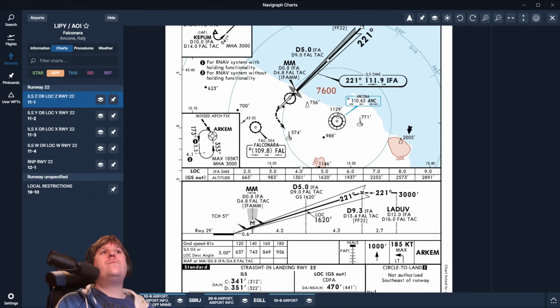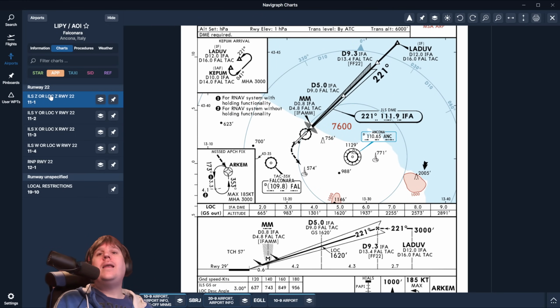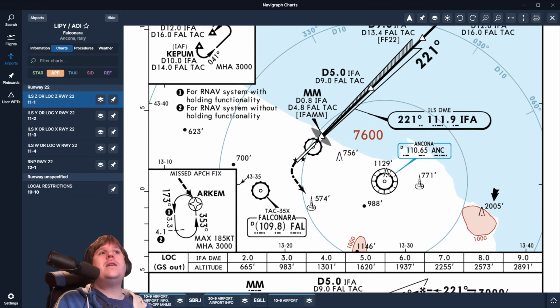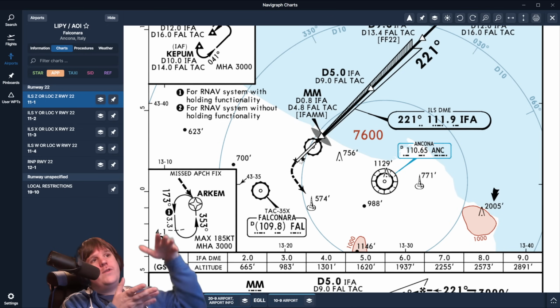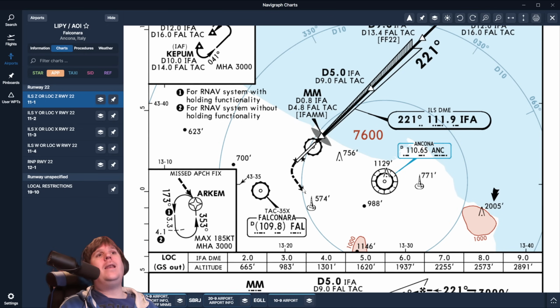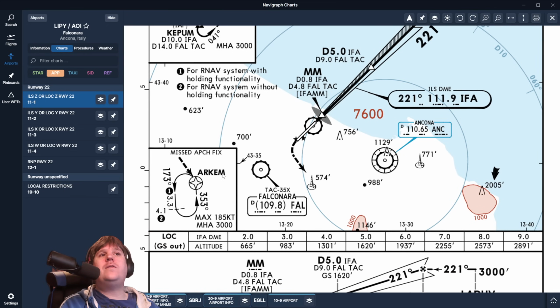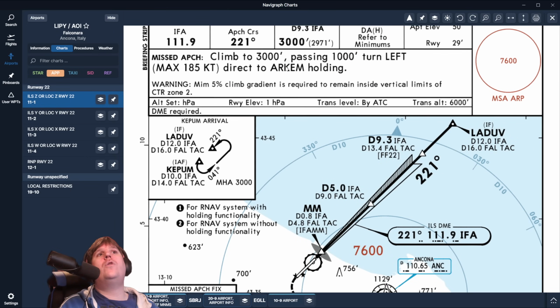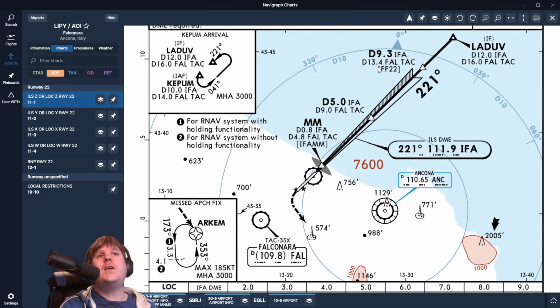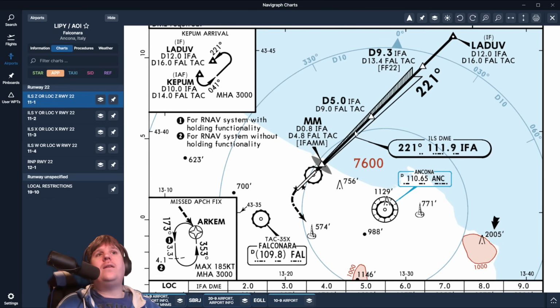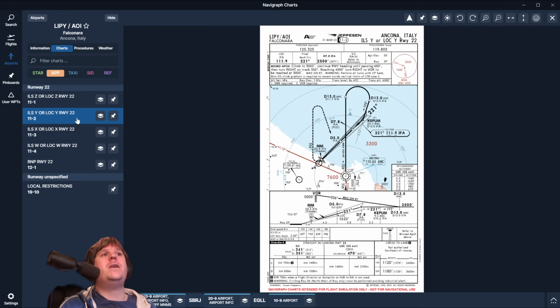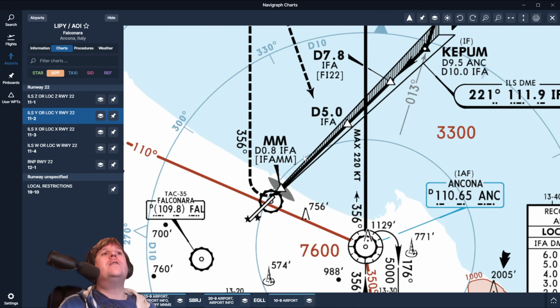A couple of other things to make note of then. On the ILS Zulu, if we take a look here, what happens if you go missed? In this case, it's a left-hand turn, at least with respect to us as we're coming in on the aircraft. We go straight to this point here, missed approach fix, Arkham. Okay, there's a bit more to it in the missed approach box here, but basically it's a left-hander to Arkham. If we take a look at the ILS Yankee, we see if we go missed on this one, it's a right-hander.